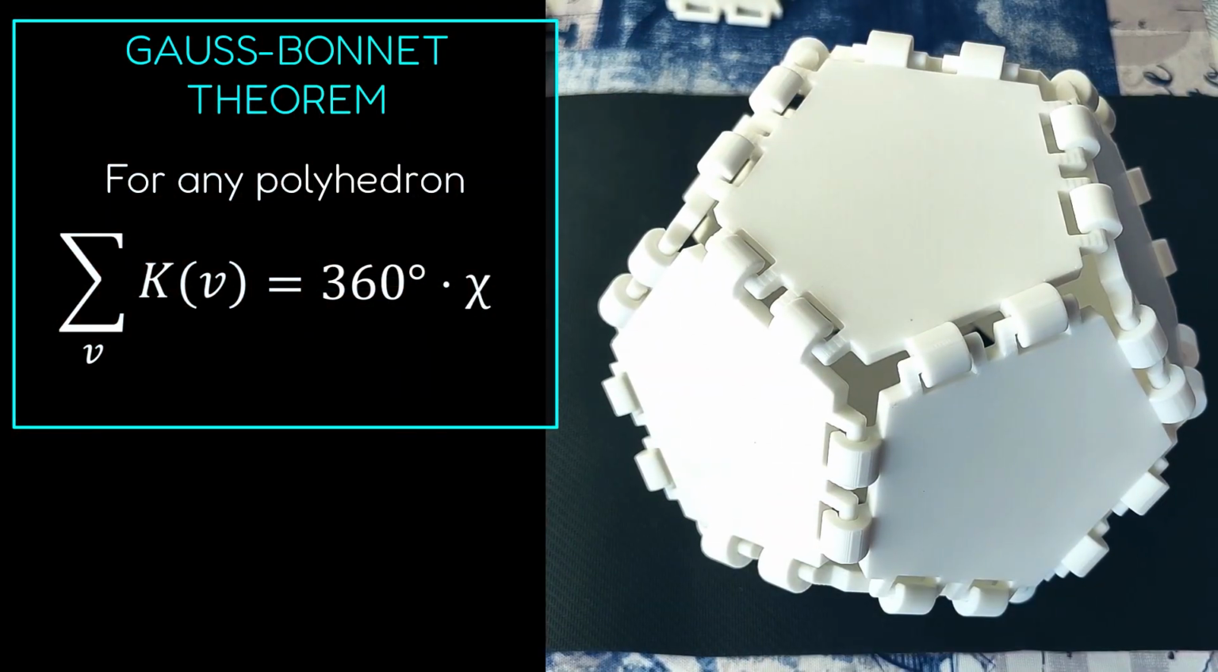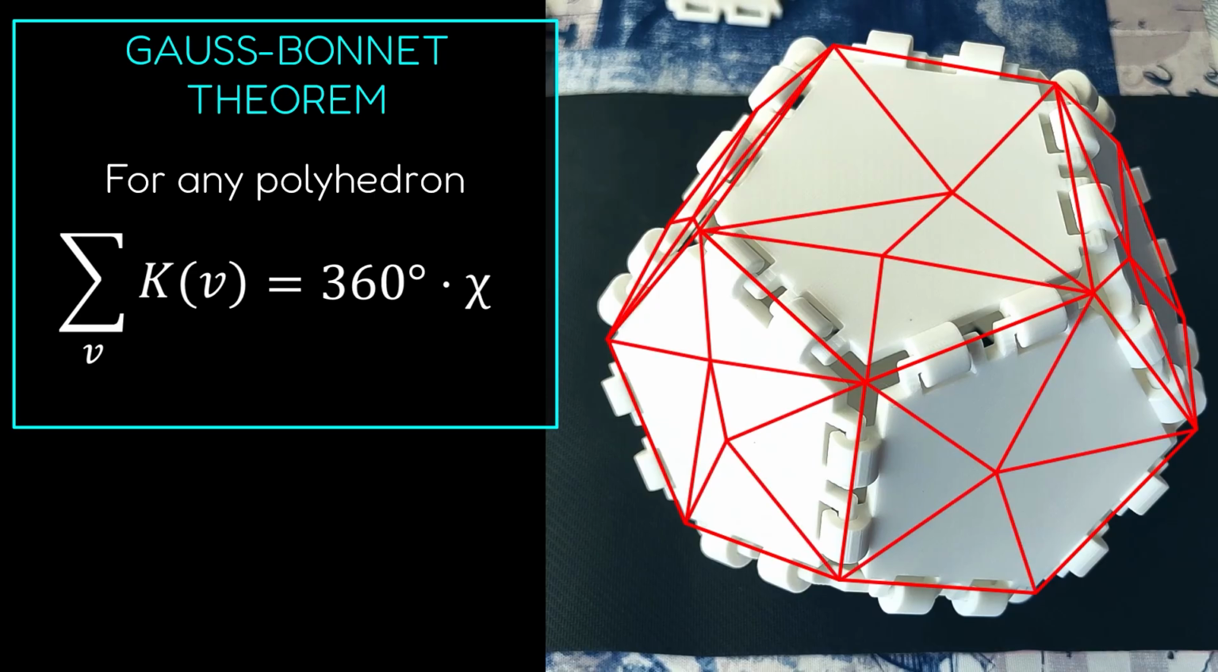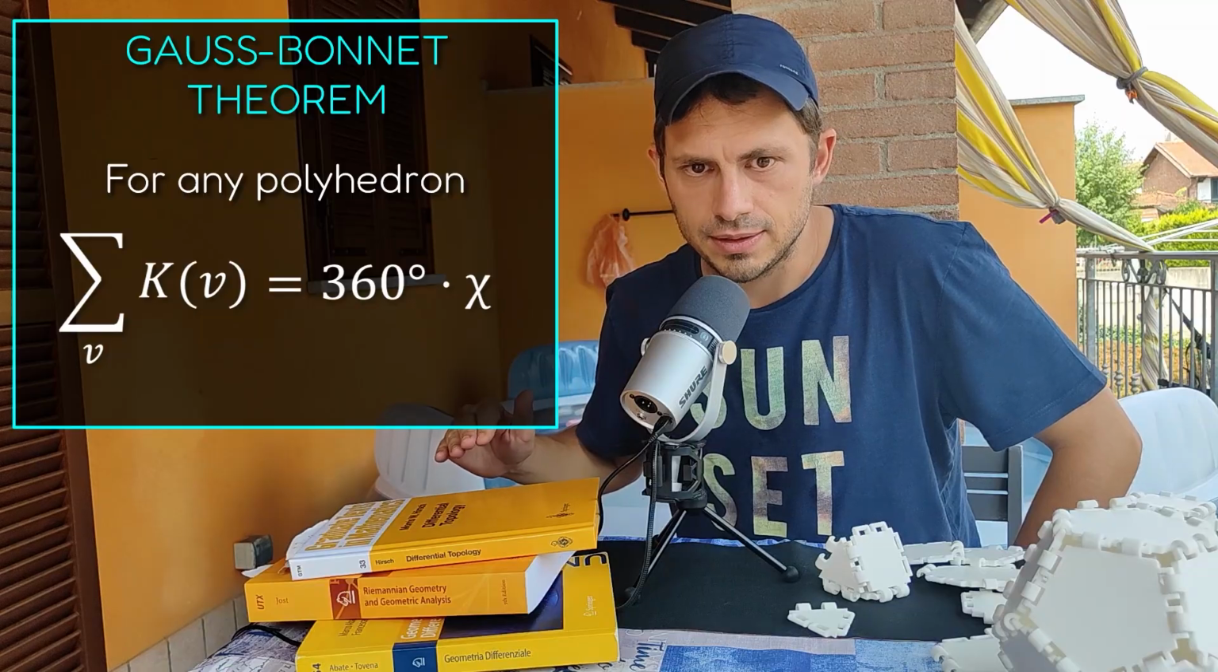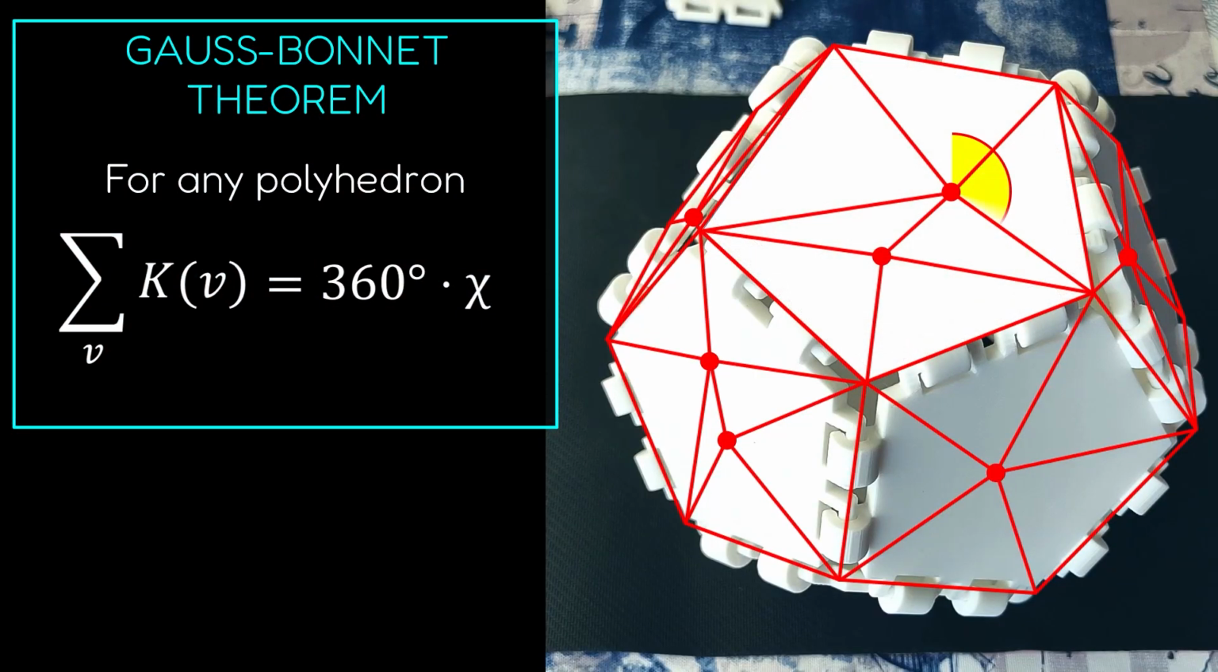The first step is to triangulate every face of the polyhedron. This can always be done by subdividing each face into triangles, adding a few extra vertices and edges inside the faces. This operation introduces new vertices, but it does not change the left-hand side of the theorem. Why? Because all the newly introduced vertices lie in flat faces, so their angular defect is 0.